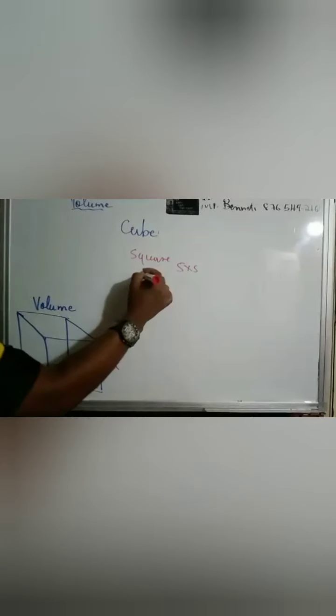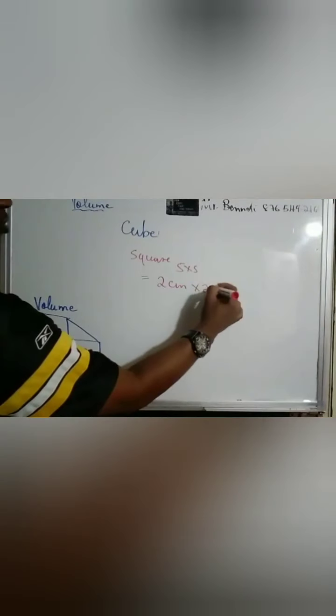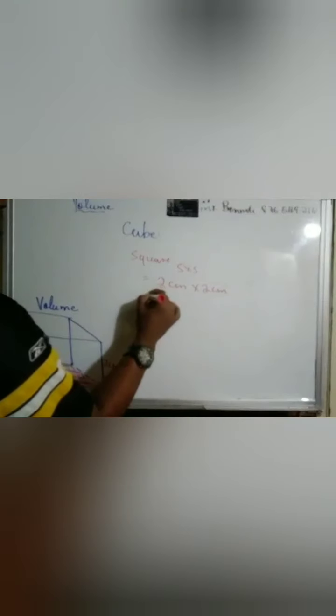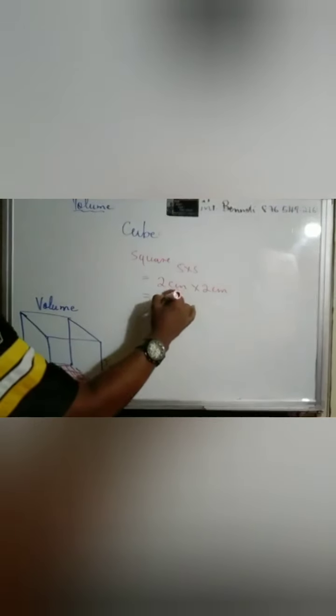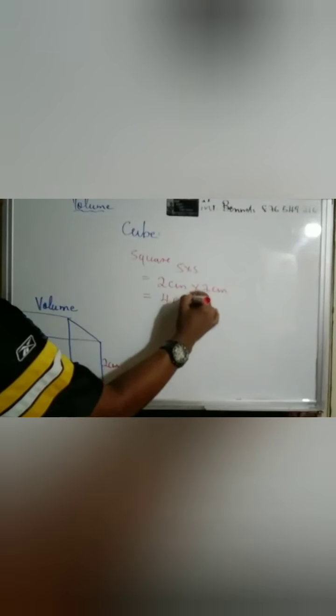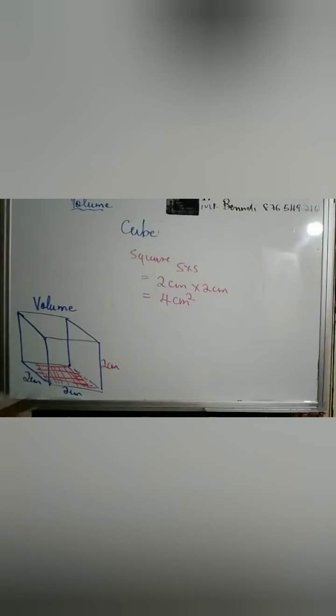Alright, so let us look at the side. So it's 2 centimeters multiplied by 2 centimeters, which is what? Not just 4, guys. 4 centimeters squared, because area is 2-dimensional. So we have the square here.